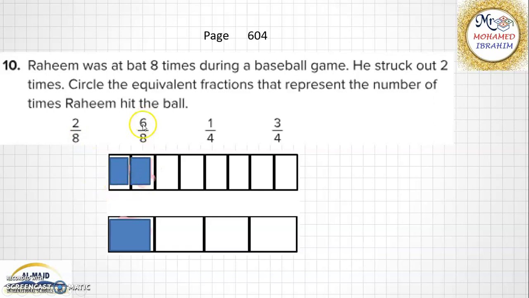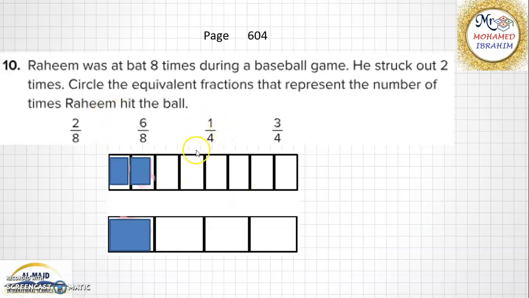If we represent 6 over 8, it will be the same shape, but we will color till here. 6 parts: 1, 2, 3, 4, 5, 6. They are 6 parts out of 8. This is not equivalent to 2 over 8. Okay, what about 1 over 4?